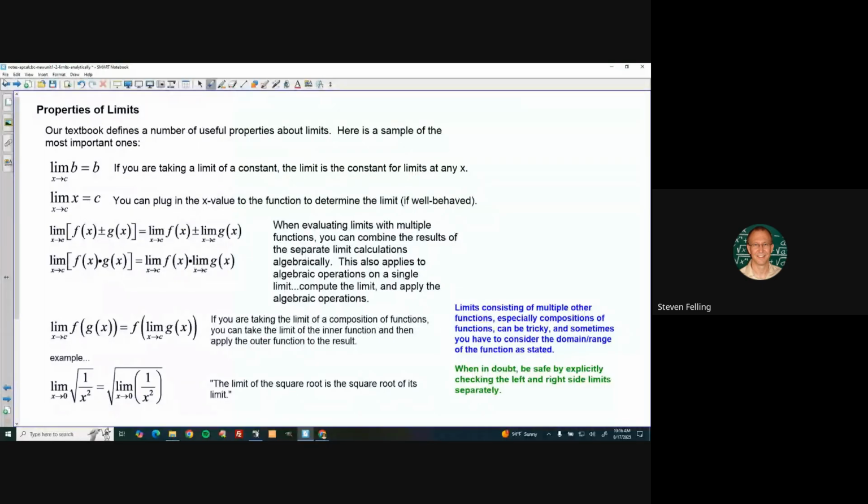All right, this video is for AP Calculus, and we're going to do the second half of a video on analytical evaluation of limits. Today we're going to talk about properties of limits and applications of properties of limits.